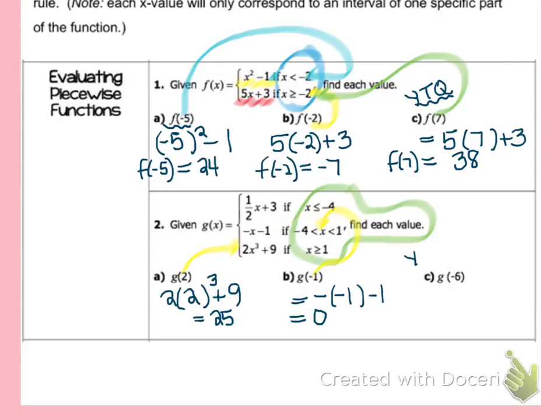So go ahead and pause the video, and let's try C as a you-try question. Pause the video now. And so that one also turned out to be 0. So g of -6 is 0.